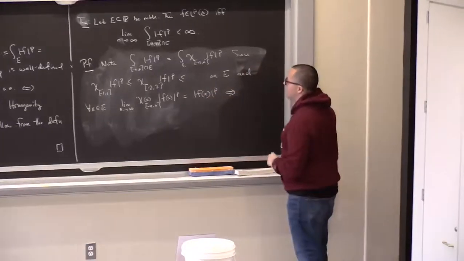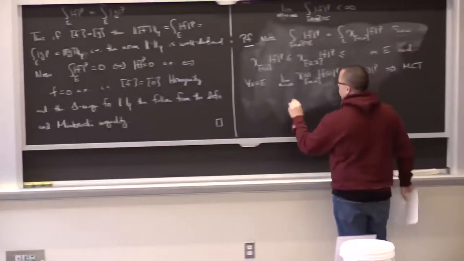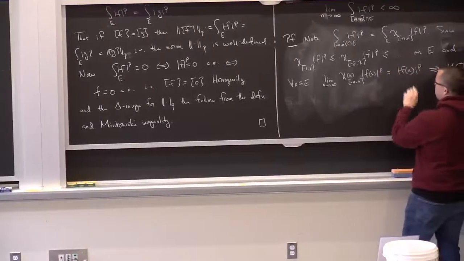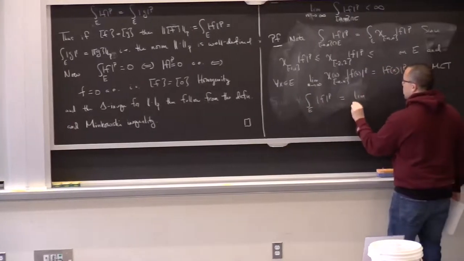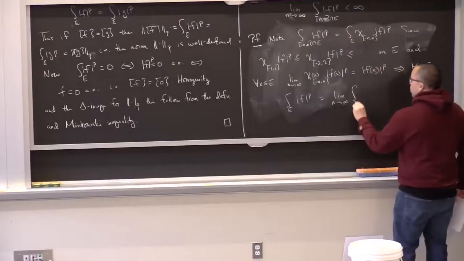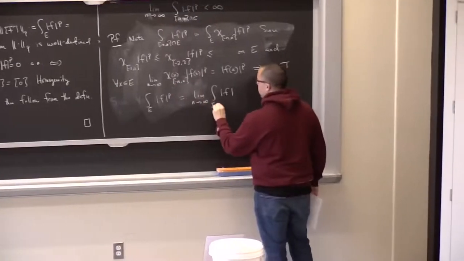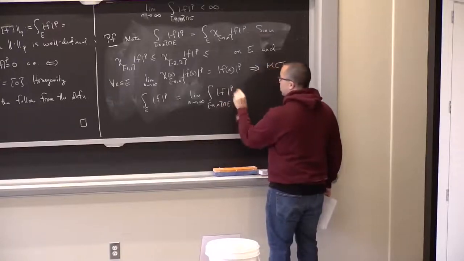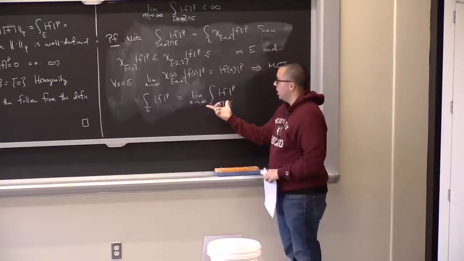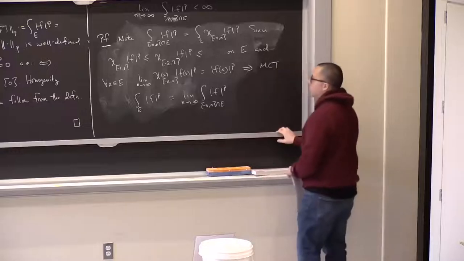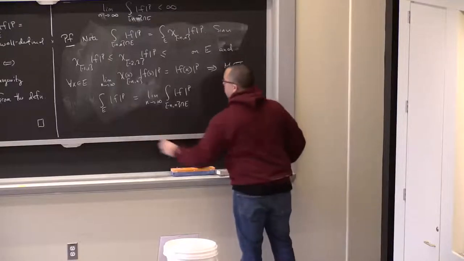This implies by the monotone convergence theorem that the integral of the limit as n goes to infinity, which is just f raised to the p, is equal to the limit as n goes to infinity of the integral of this quantity over E, which is, again, the integral over [-n, n] intersect E of f raised to the p. And therefore, this quantity here is finite if and only if this quantity here is finite. And therefore, f is in L^p if and only if this quantity here is finite, and in fact, they equal each other. Okay?